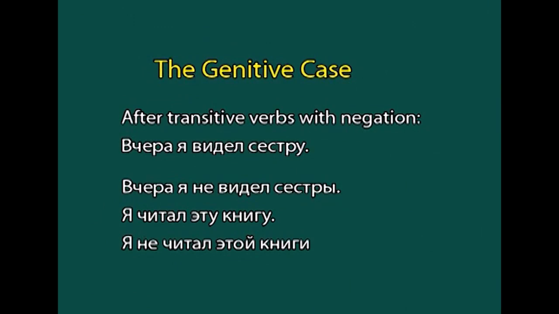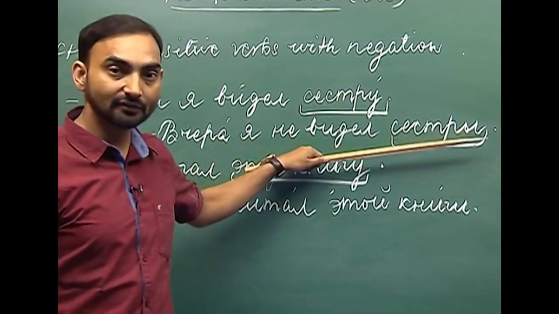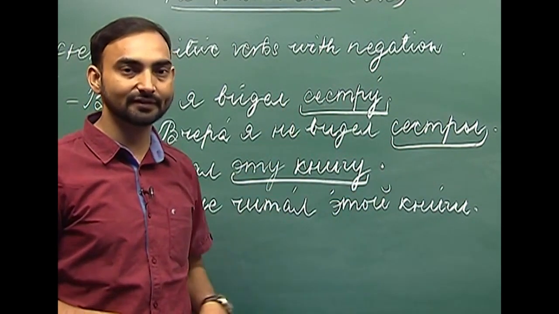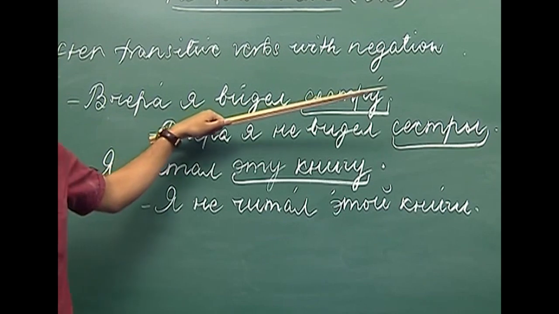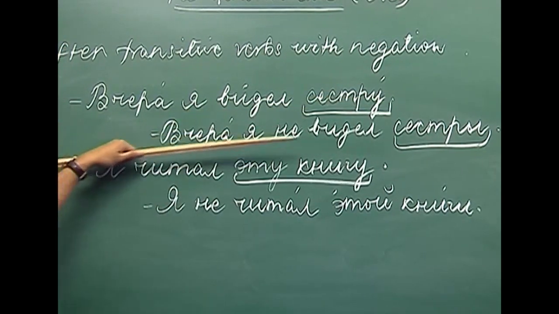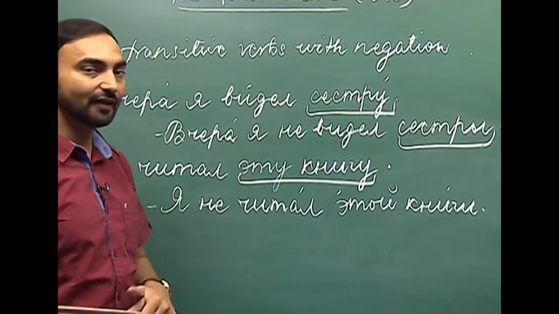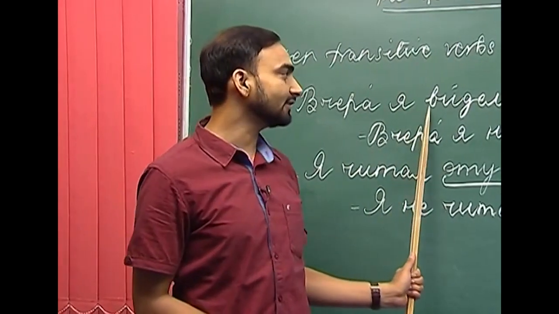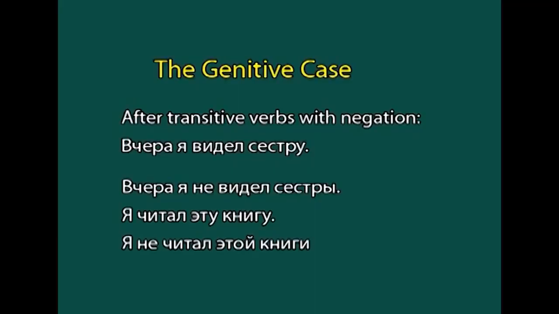Now, the same sentence with the negation, Вчера я не видел сестры. So, here we are not using the same accusative case, we are using the genitive case of the noun сестра. Вчера я видел сестру, yesterday I saw my sister. Вчера я не видел сестры, yesterday I did not see my sister. So, whenever there is negation after the transitive verbs, so here the transitive verb is видеть, which is to see, we use the genitive case of nouns.